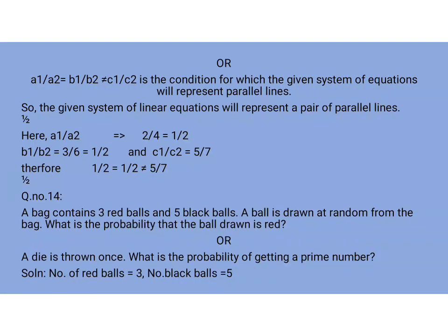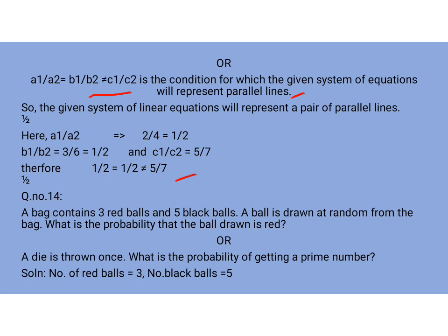For option question, a1 upon a2 is equal to b1 upon b2 is not equal to c1 upon c2 is the condition for which the given system of equations will represent parallel lines. So the given system of linear equation will represent a pair of parallel lines. Here a1 upon a2 is equal to 2 upon 4, that is half. b1 upon b2 is equal to 3 upon 6 is equal to half, and c1 upon c2 is equal to 5 by 7, which is not equal to both.